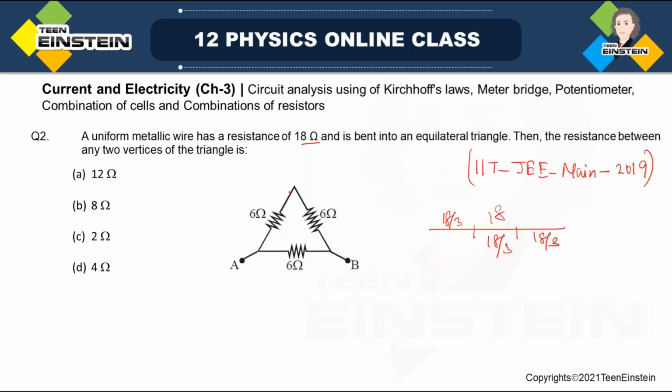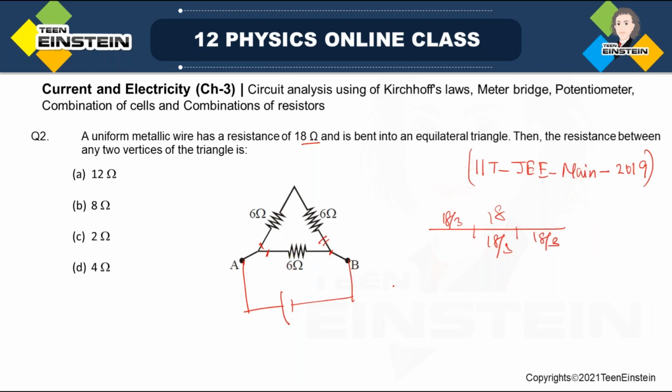All the sides will have 6 ohm resistance. Now I choose these vertices A and B. When I choose these vertices, just connect a battery over here like this. You look, these 2 points are common, these 2 points are common here. That means these two are in series, which is parallel to this one.